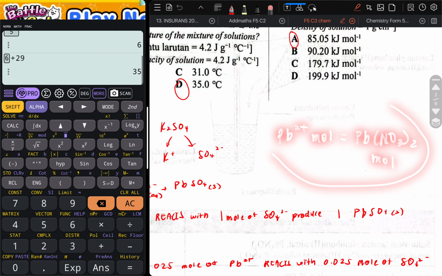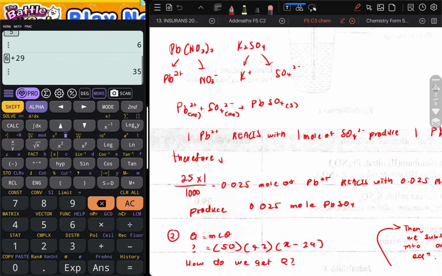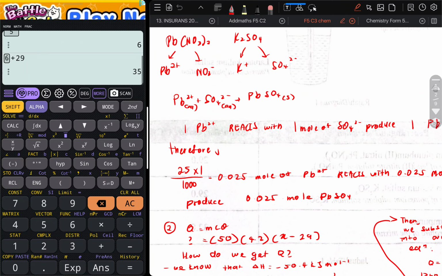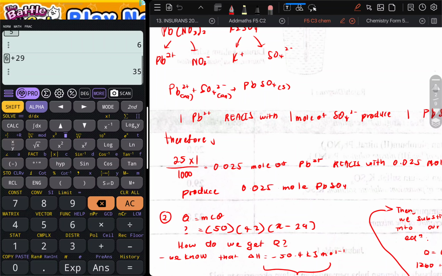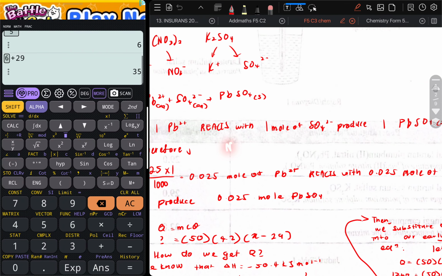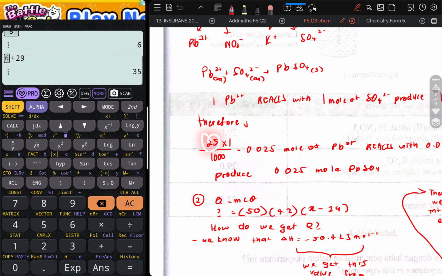Okay, so it is equal. You need to write this down also, so that the examiner knows that you're comparing the same thing. Next, you're trying to find the mole. If you're trying to find the mole of Pb2+, you use n equals MV. But remember, if your volume is in cm cube, you need to divide by 1000, because in chemistry we always use the m cube.